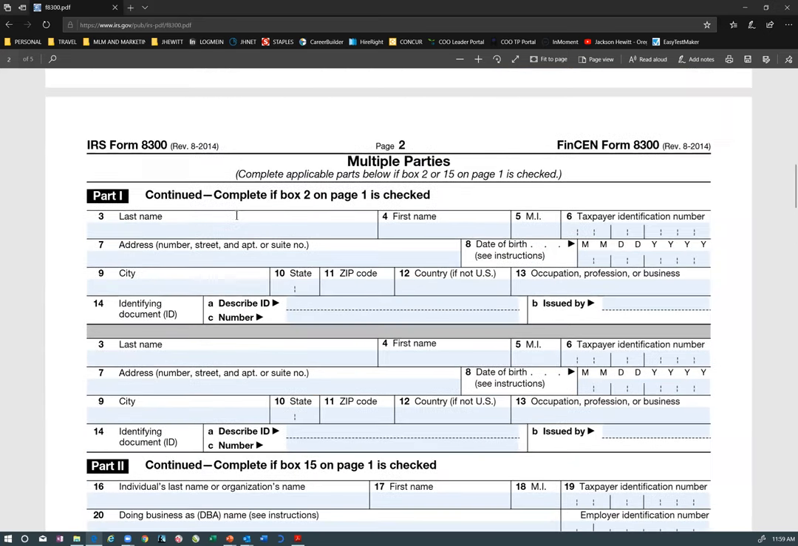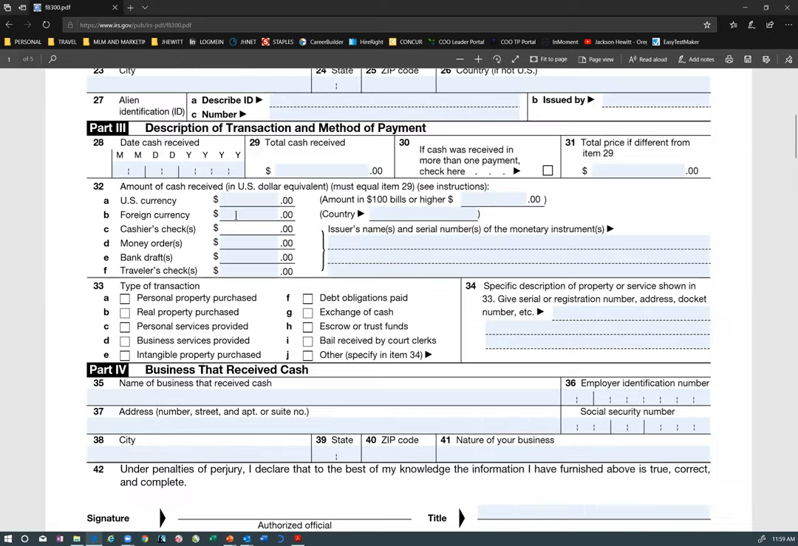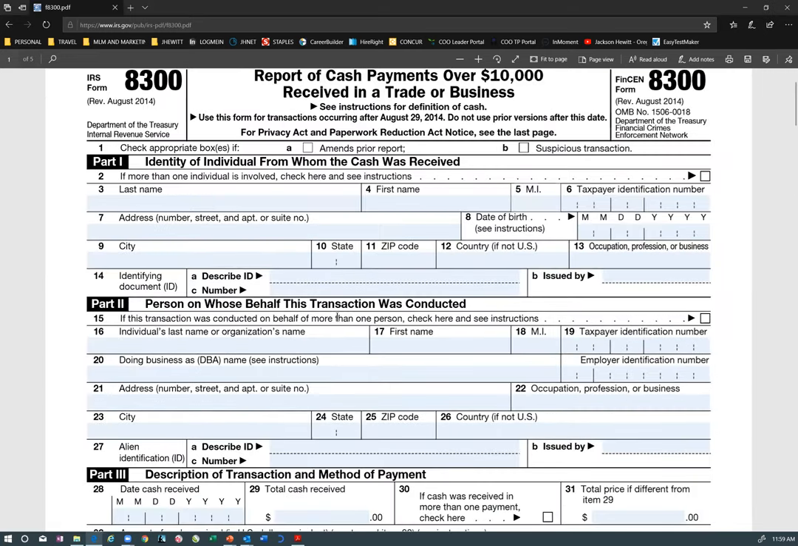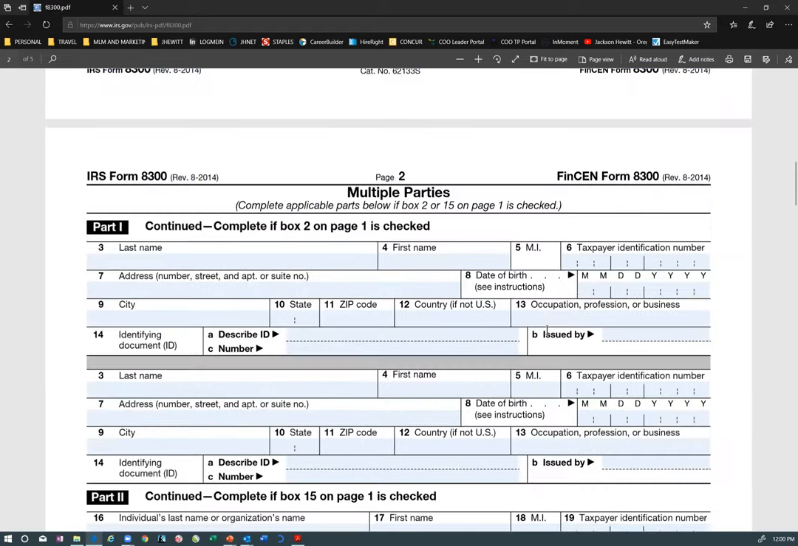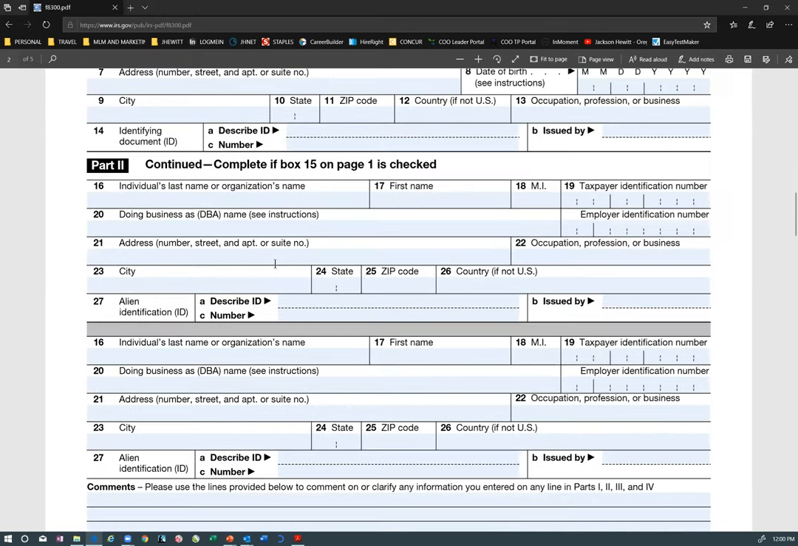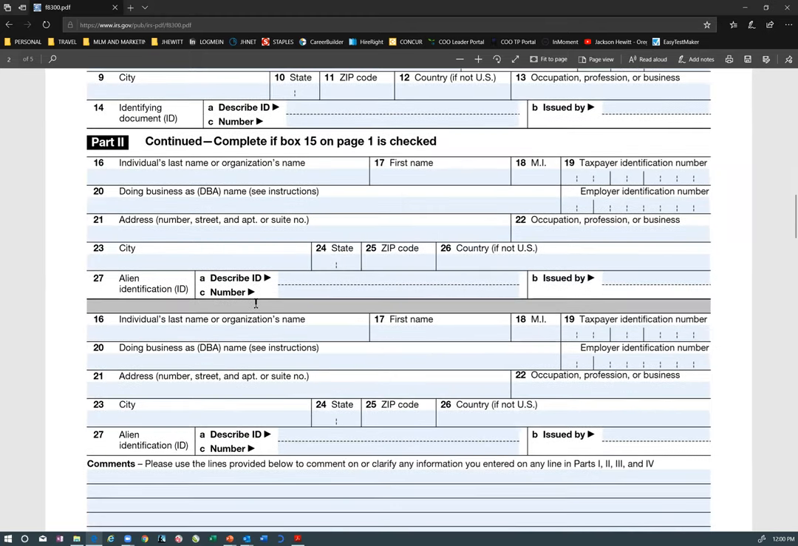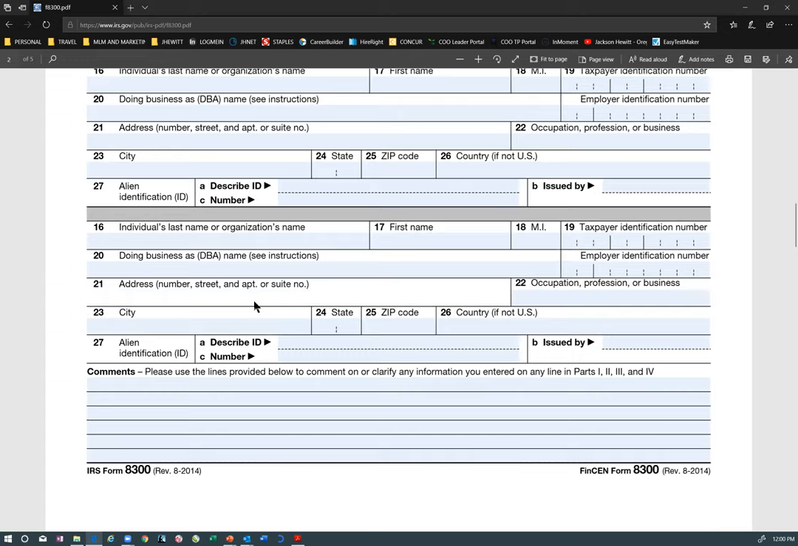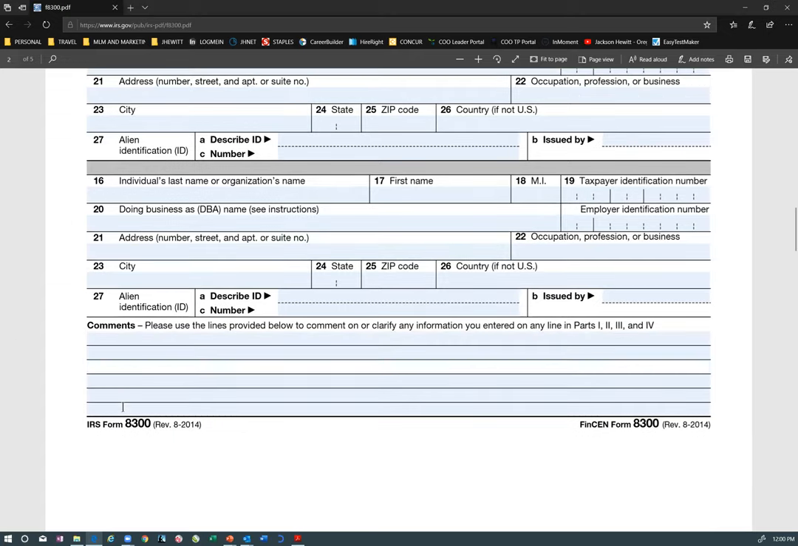let me see here. Box 15 is this one. Let me see here. Yes. On behalf of more than one person. So in other words, if it's multiple people, you start getting into this one where you start filling out multiple people, their organizations. And then anything that was not explained in the first part, you explain here.